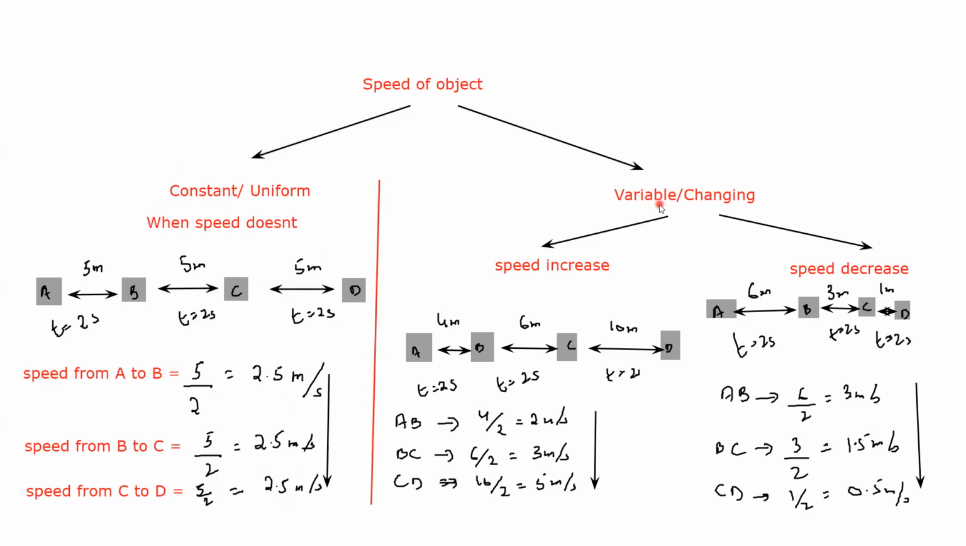If the object's speed is changing, we call it variable or changing speed, and changing speed can be increasing or it can be decreasing. Example, an object covers 4 meters in 2 seconds, so 4 divided by 2, that's equal to 2 meters per second. When you check the last interval, it covered 10 meters in 2 seconds, so 10 divided by 2, that's equal to 5 meters per second.